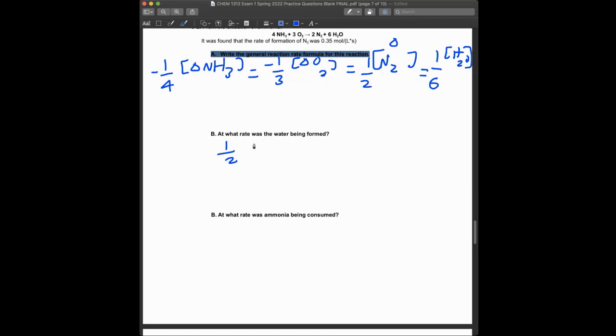So B asks at what rate is water being formed? Okay. So we have 1/2 of that N2. So let's take this, right? In this problem, we're given this, we know the change of that is N2, and then we're asking to find what? The rate of water formation, so it's H2O.